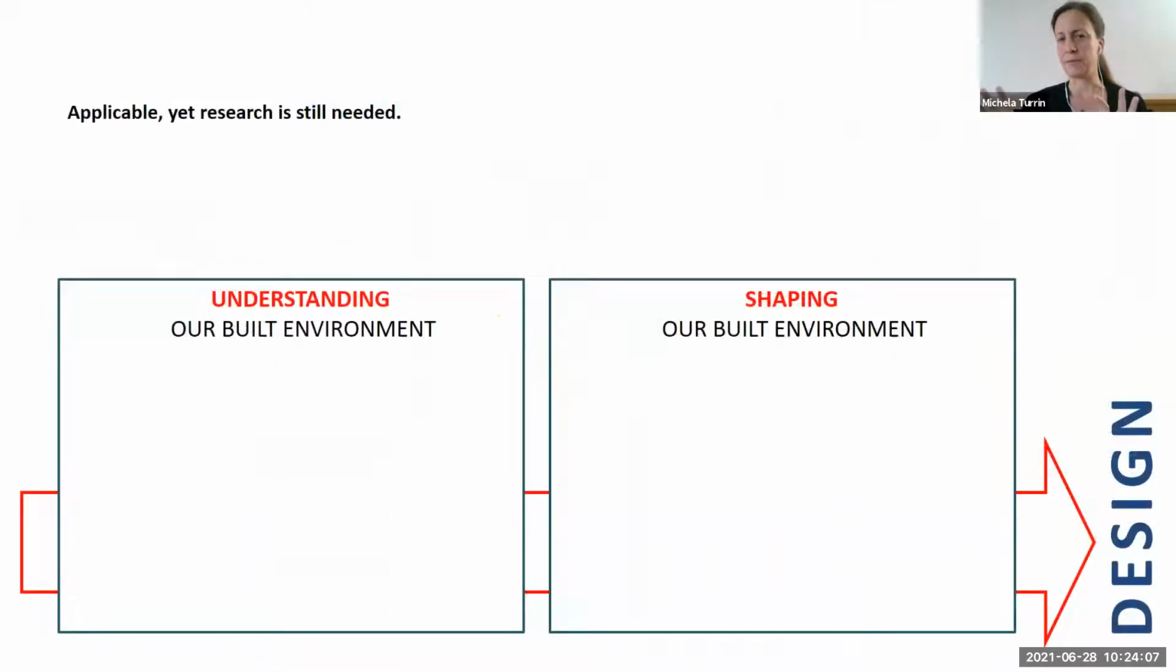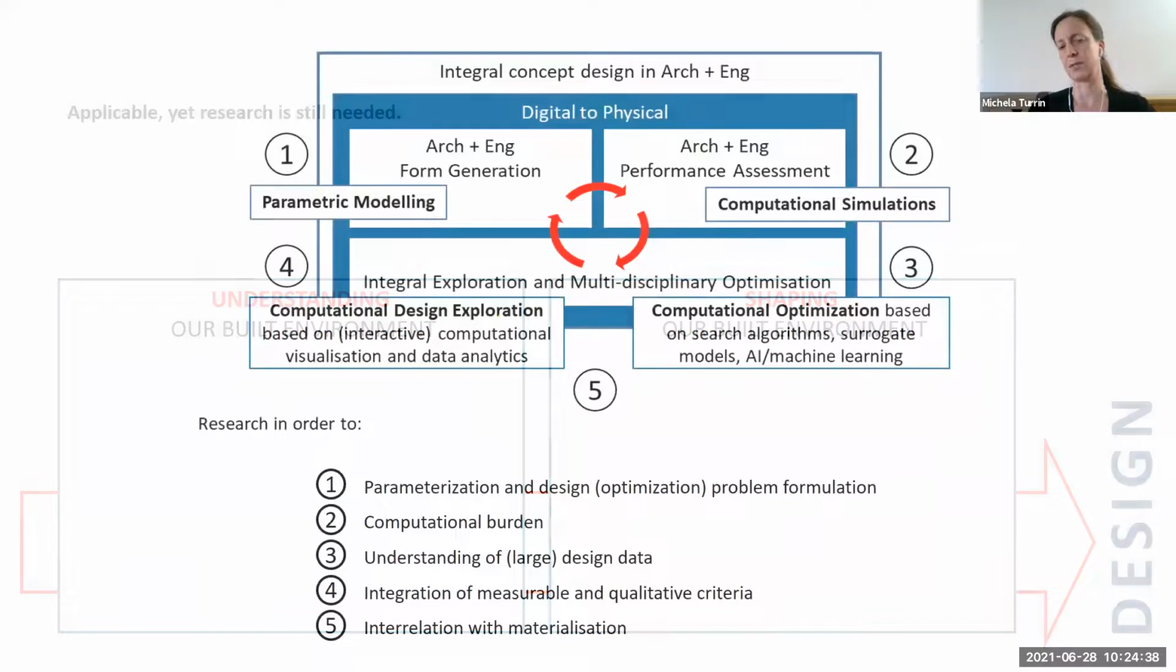Now, we have seen very roughly some examples of applications in the understanding and in the shaping of the built environment. But nevertheless, what we are also extremely interested in is allowing advances of this method. It is already applicable and already quite widely used also in practice, not only in academia. But yet there is still a lot that needs to be achieved in terms of research.